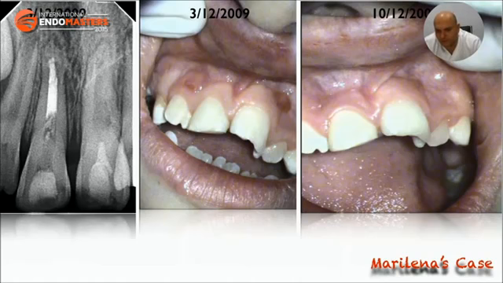Or it was my first case, and I was a little bit afraid of inserting a file outside of the apex and inducing bleeding in little Marlena. So I decided to place MTA up to the level of the vital tissue over there and perform something like a single-step apexification procedure with MTA.